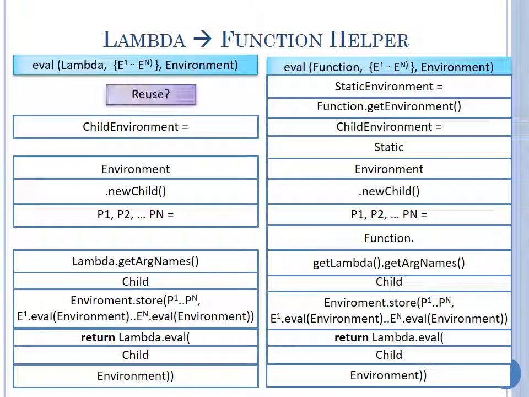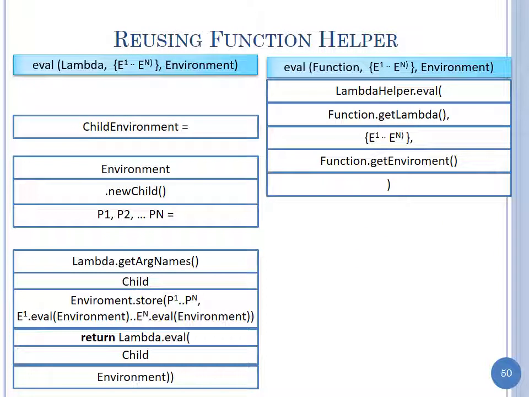And the question is, can we do this? This is a more succinct way of saying that. Actually, I can just use the lambda helper directly. Okay, so I'll just do lambda helper.eval. I'll give it the lambda it expects, okay, from the function object. And rather than giving it my environment, I give the lambda helper the environment I retrieve from the function. So this is a more succinct way of telling you exactly what's happening.